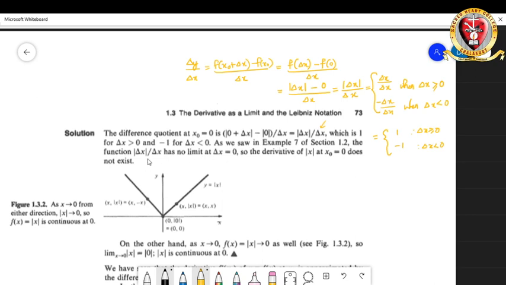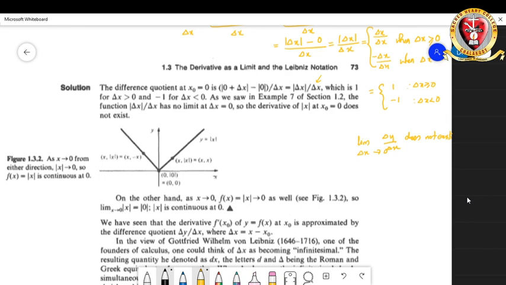So the function is like this, and we cannot have the limit. It does not exist, because we cannot move it to a certain value. So the derivative does not exist there. So that's what the example says.